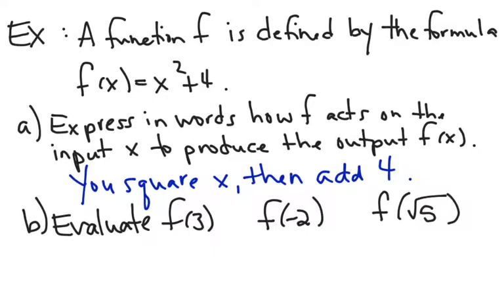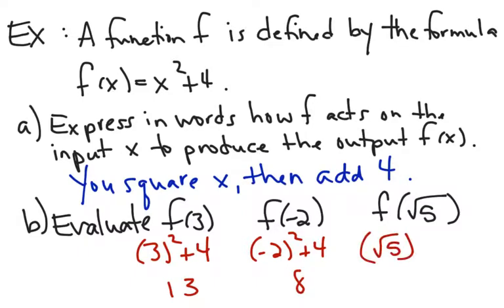Now let's evaluate the function for some specific x values. This is called function notation, and it's just a fancy way of saying that we're going to substitute a number into an equation for x. So I want to find f of 3. Well, all that says is square 3 and add 4. 9 plus 4 is 13. f of negative 2 says square negative 2 and then add 4. Well, negative 2 squared is 4, plus 4 is 8.